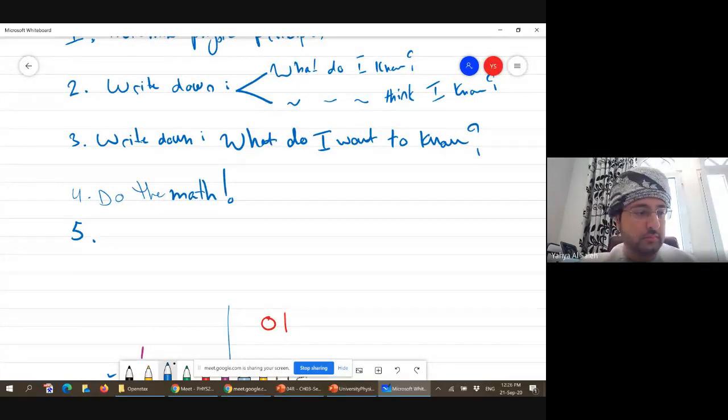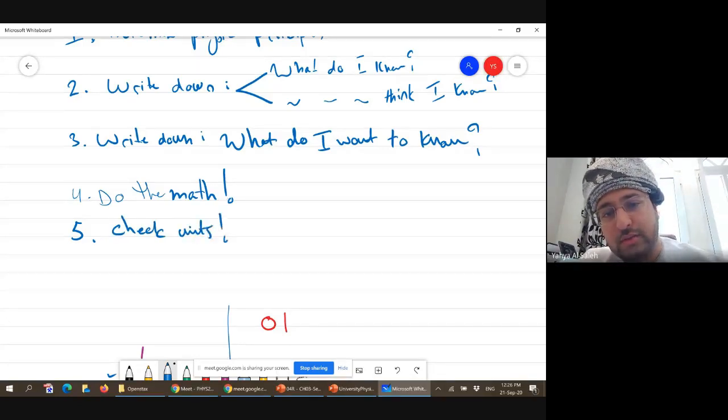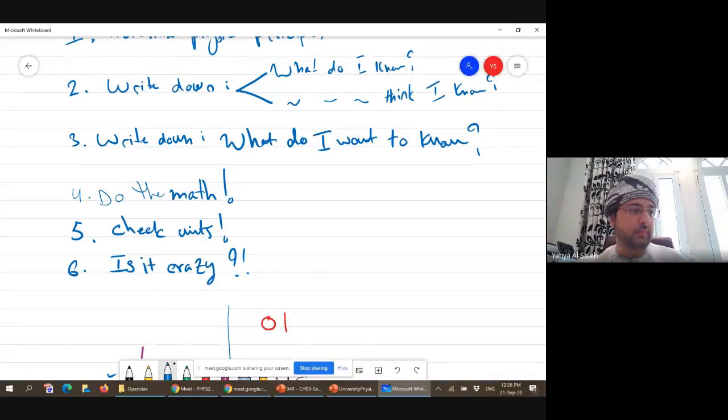Five, check units. Six, is it crazy? What do I mean by this? Remember the example I told you about Jebel Shams, when it was larger than the distance between here and the moon, and when it was smaller than a tiny stone?